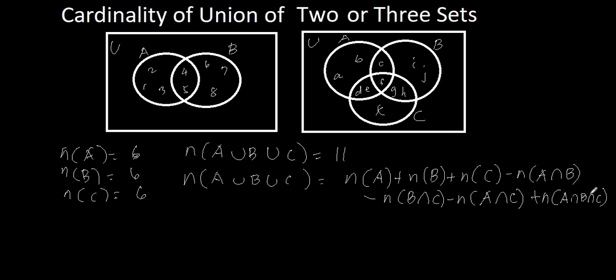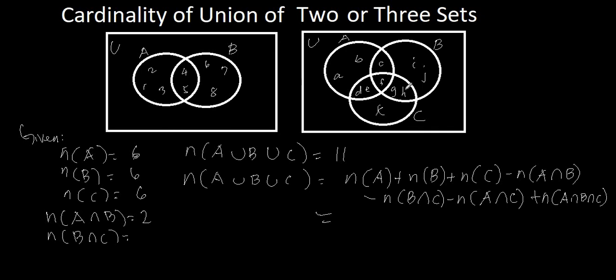Okay, let's see if we can get 11. But we need information first about cardinality of the intersections here in the formula: A intersection B, B intersection C, A intersection C, and the intersection of the three sets. So let's continue with writing our given cardinalities. So we have cardinality of A intersection B. So how many are there? How many cardinalities are there in the intersection of set A and set B? So we have these two regions. So let's count 1, 2. There are only two.